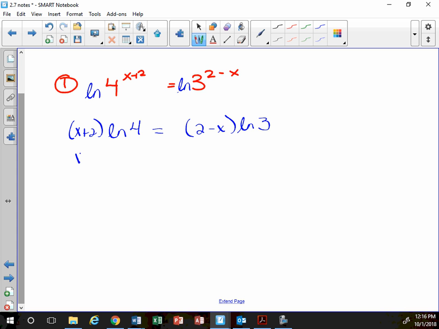So I'm going to have x times natural log of 4 plus 2 times natural log of 4 equals 2 times natural log of 3 minus x times natural log of 3. Okay, just distributing.